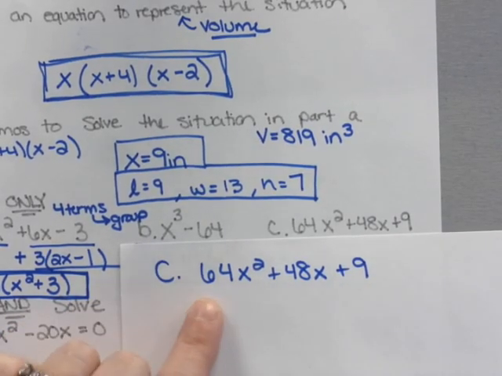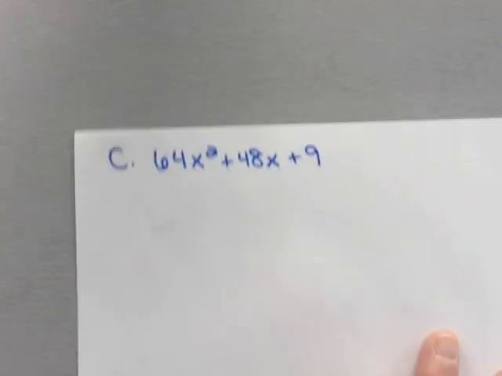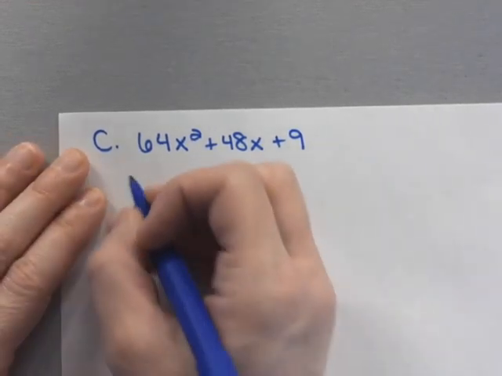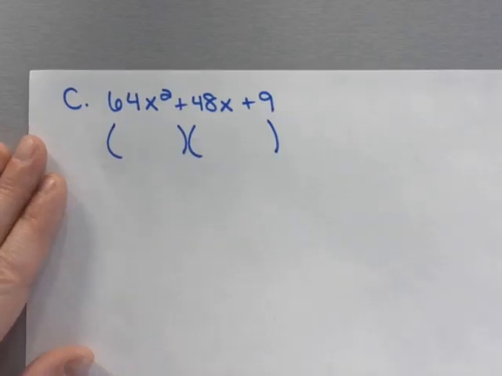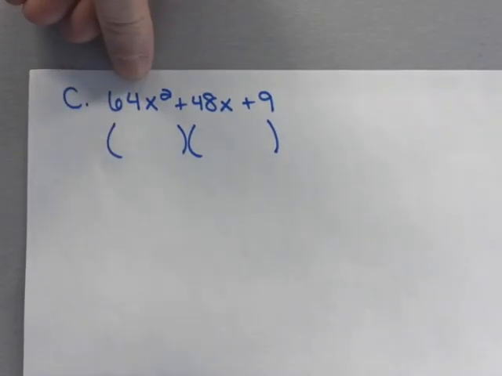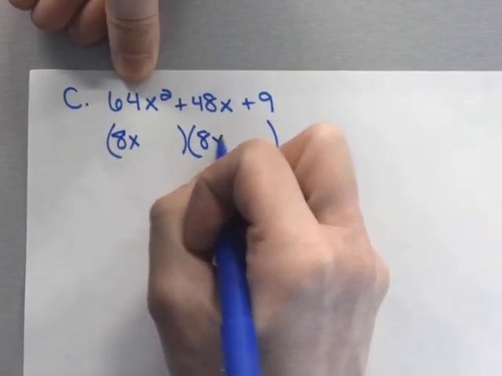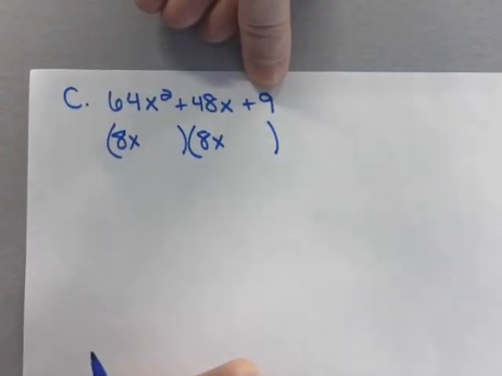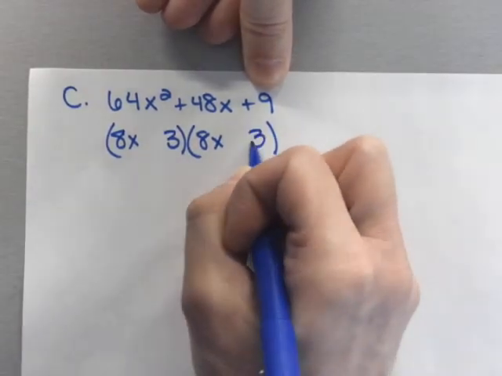So remember that when we get a coefficient, these have been our perfect square trinomial ones. So when we have perfect square trinomials, we're going to get the same set of parentheses twice. And it's very similar to the difference of squares. So we take the square root of the first term. What's the square root of 64x squared? 8x. So that goes here and here. What's the square root of 9? 3. So that goes here and here.